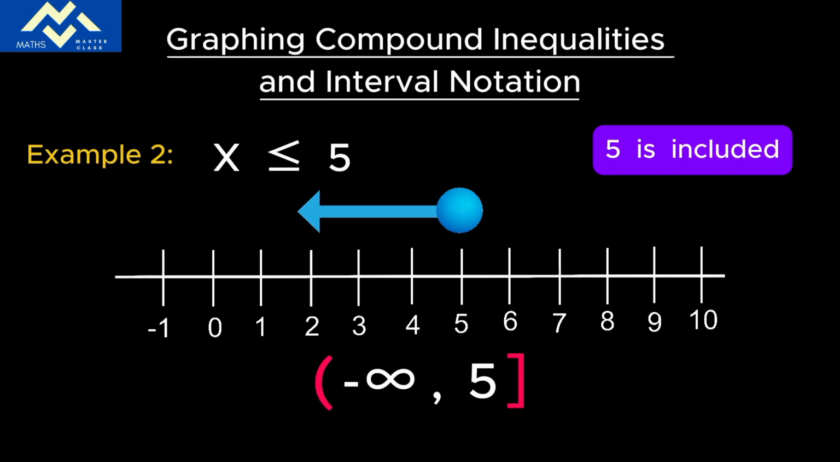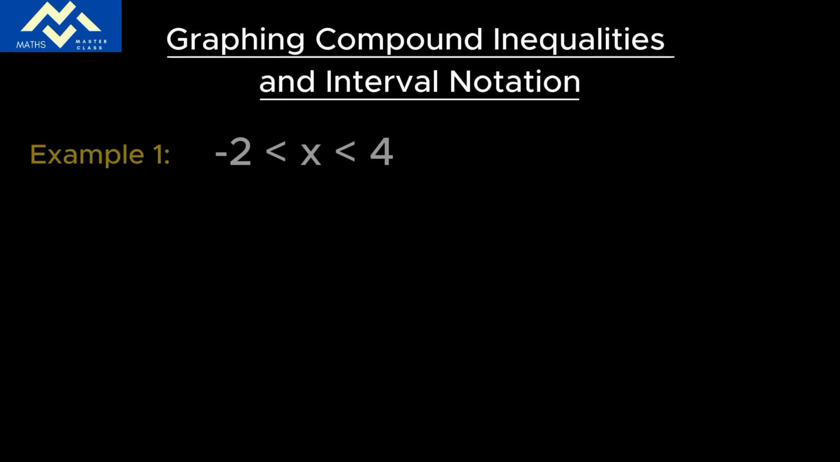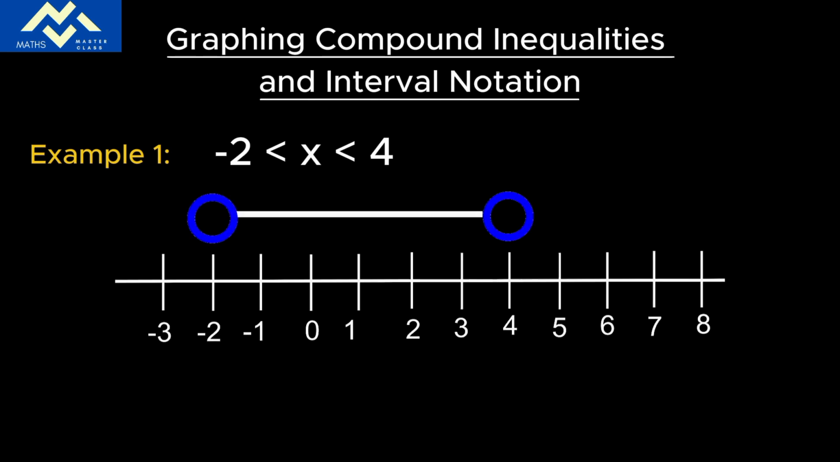Now let's see how interval notation works with compound inequalities. A compound inequality combines two inequalities together. Example 1. -2 is less than x, and x is less than 4. To graph this inequality, we draw an open circle at -2 and an open circle at 4, then join them together.